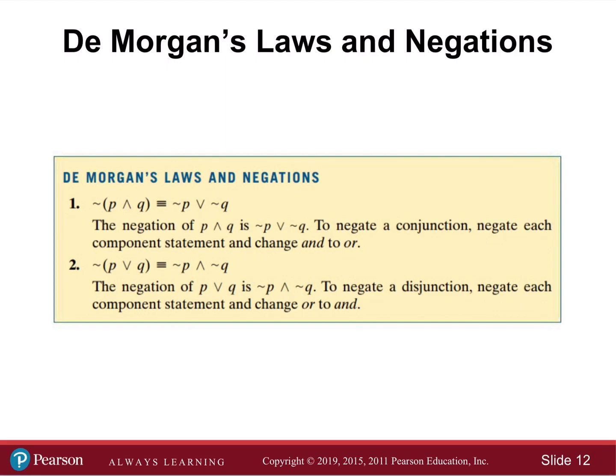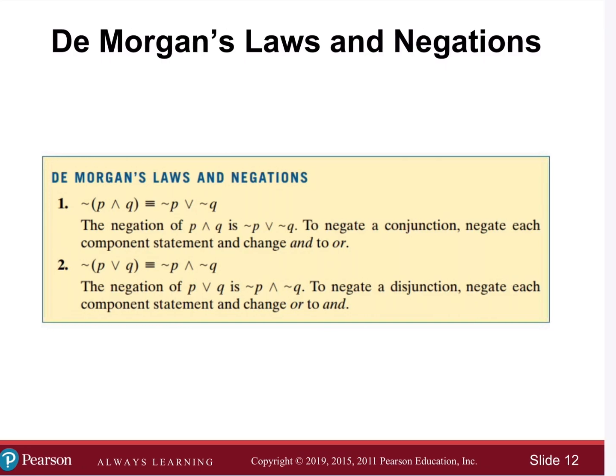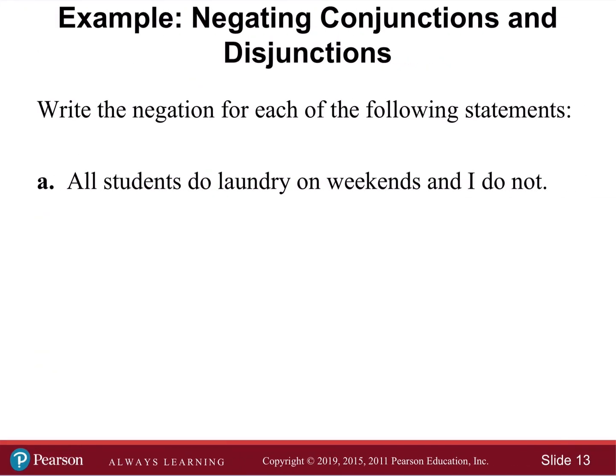So De Morgan's law: the negation of P and Q is equivalent to not P or not Q. To negate a conjunction, negate each component and change and to or. To negate a disjunction, negate each component statement and change or to and. So basically everything flips. Man, this is a really short section.